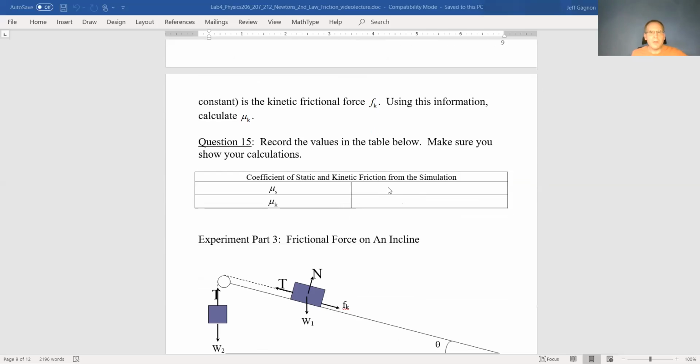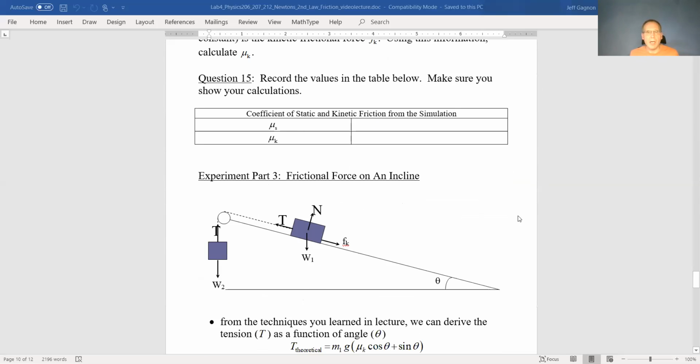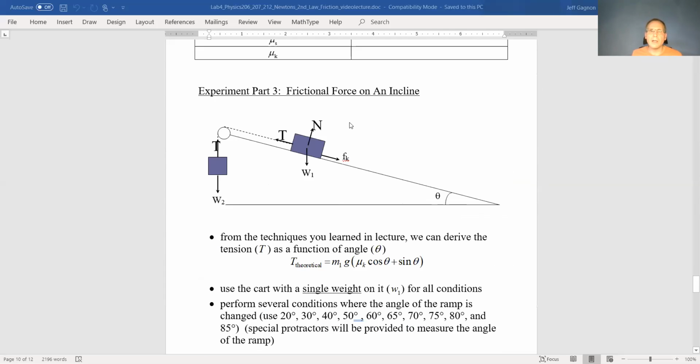Okay, so now if you're in physics 206, right, sports physics lab, or physics 207, physics movement science lab, that's it. That's all you need to do for this particular lab. If you're in physics 212, then you want to continue watching. There's one other part where we're going to look at the frictional force when the cart is on an incline.